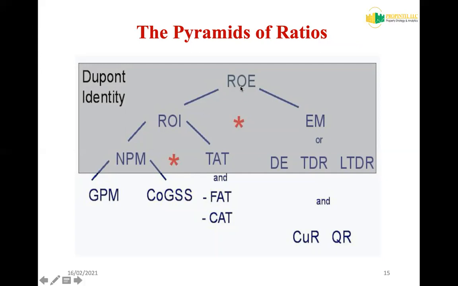So as you can see, to compute the return on equity of any company, you can multiply its return on investment by its equity multiplier. You can also, to calculate the return on investment, multiply its net profit margin by its total asset turnover. And all of these other dimensions of these specific concepts will be treated later on, as we will see.